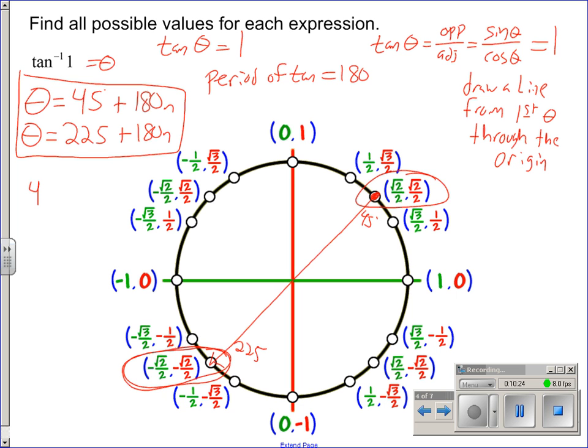And it's really just the first statement. You do 45 plus 180n, you're going to hit that 225 position every time you increase n. So I'd accept either one of these. It's really cool if you can see the relationship between these two individual answers and put the single one, but I'll take either one of those because they're both correct.